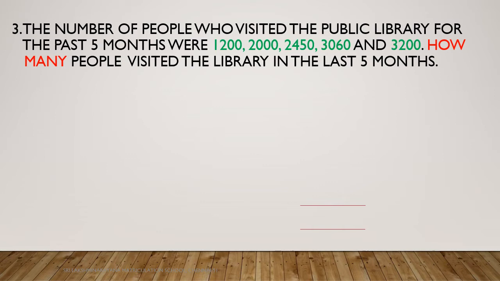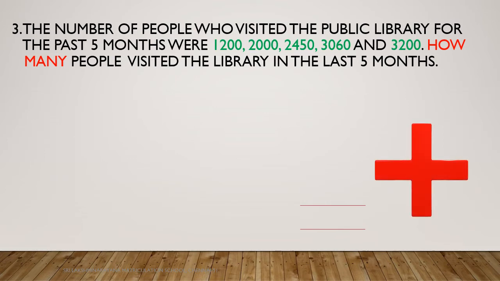So, if there are more than 2 numbers, it is understood that the given operation is addition. If more than 2 numbers are given, that is addition. And the key word here is how many. Now, we are going to add all these 5 numbers.